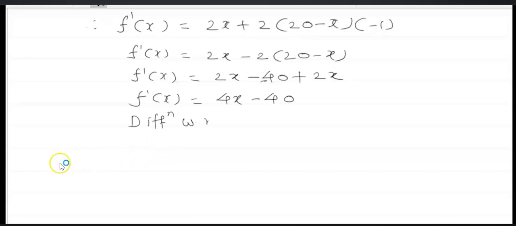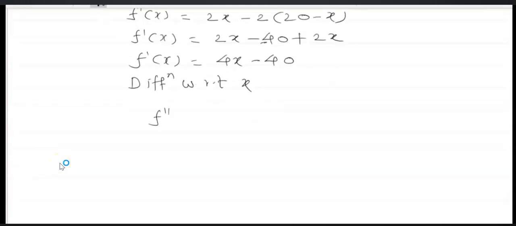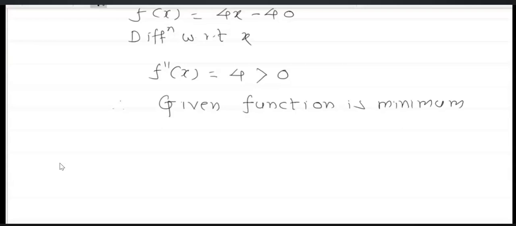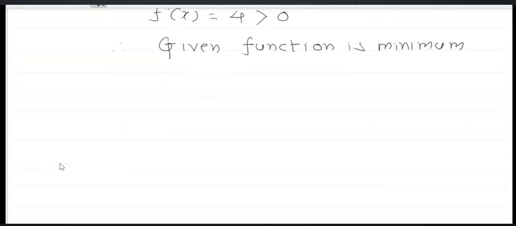Now differentiate this again with respect to x. F double dash of x is equal to 4, which is positive. Given function is minimum.